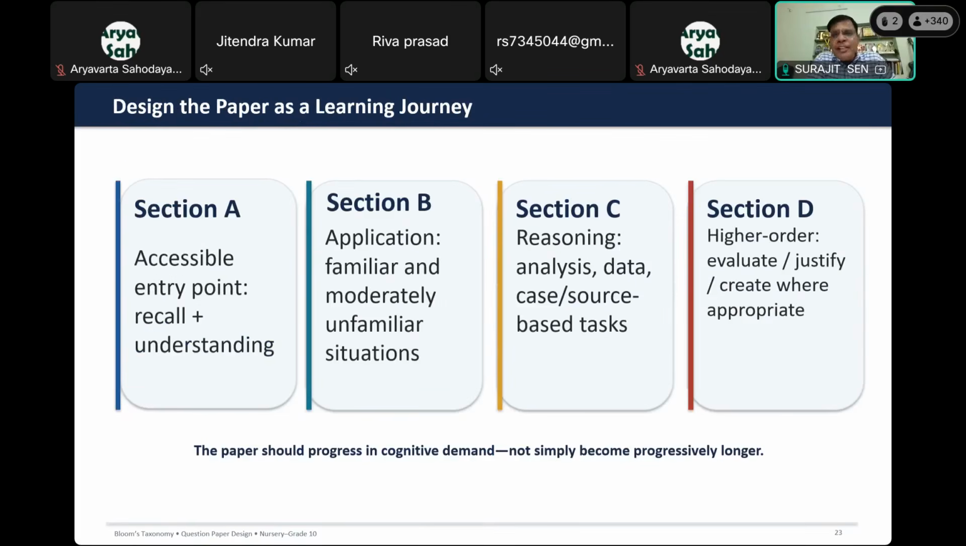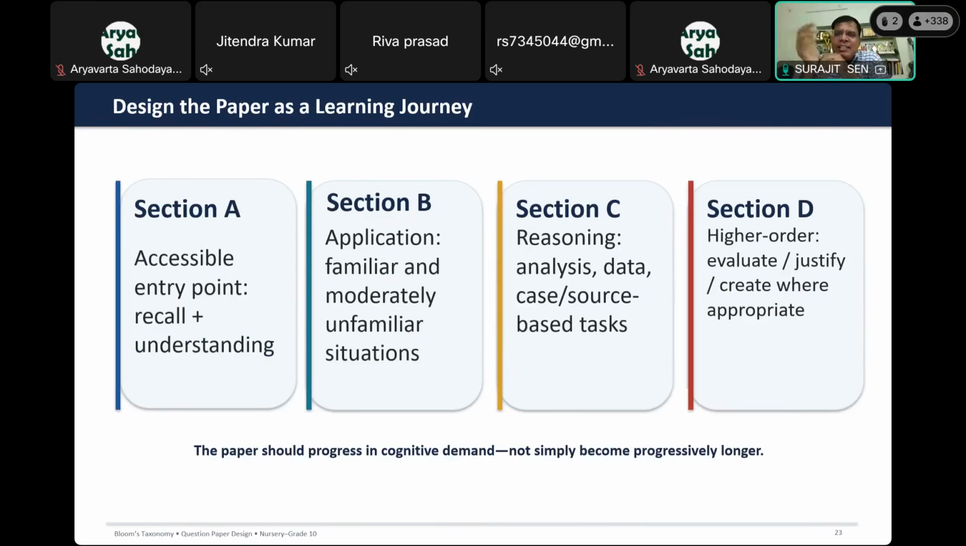Design the question paper as a learning journey. Throughout that examination, it's like they are moving through a journey where the children are giving good results. Section A: accessible entry point, recall and understanding. Maybe a little easy question so that they will feel good about it. Section B: application of the familiar thing in moderately unfamiliar situations, so they will keep on thinking.